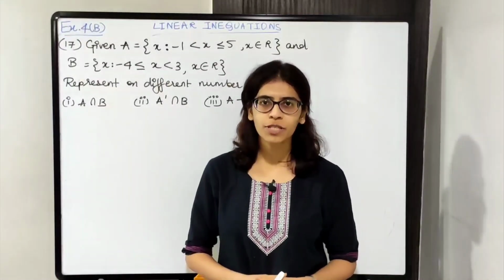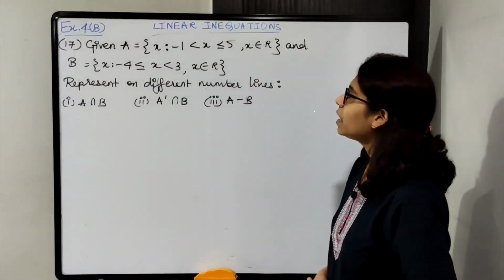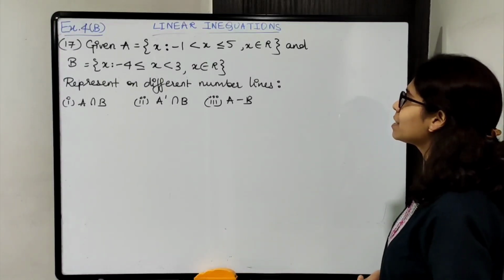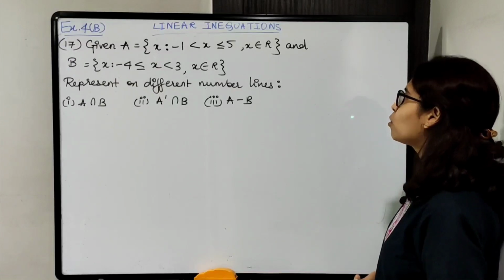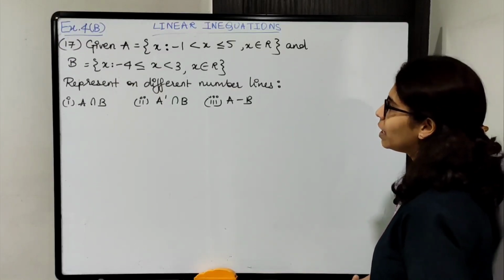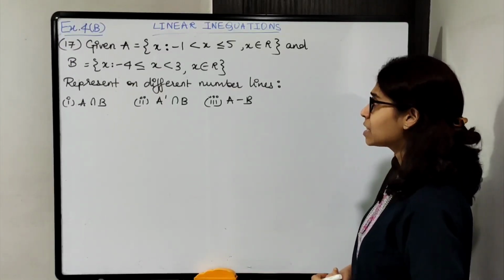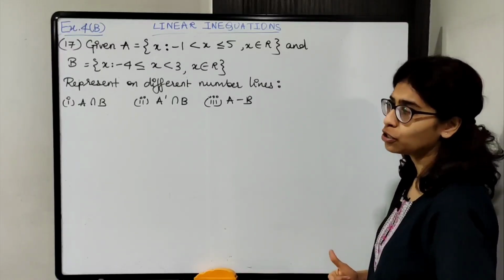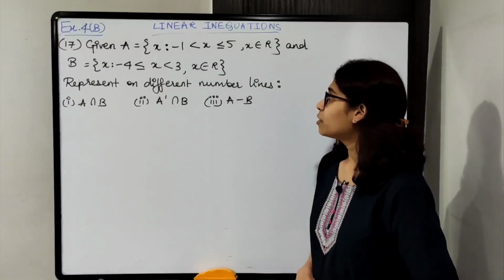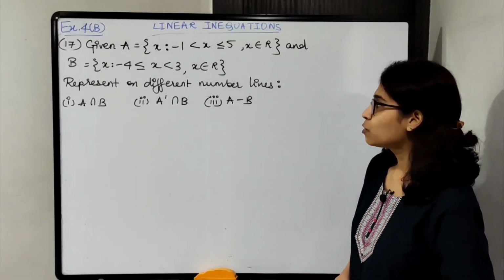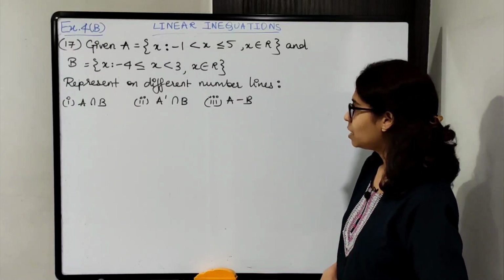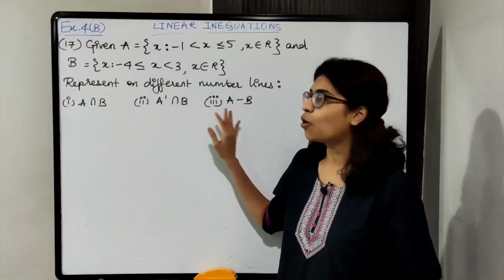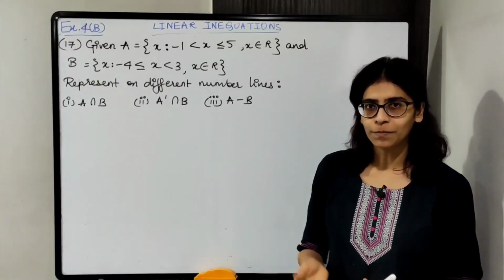So starting with question number 17. Given A is a set of all x such that x is greater than -1 and less than or equal to 5, where x belongs to R, and B is a set of all x such that x is greater than or equal to -4 and less than 3, where x belongs to R, that is set of real numbers. Represent on different number lines, first part A intersection B, second part A dash intersection B, and third part A minus B. So we have to plot these on the number lines, different number lines, okay.